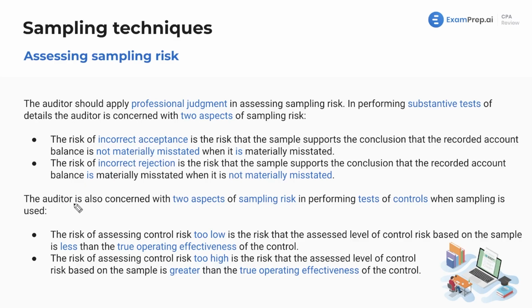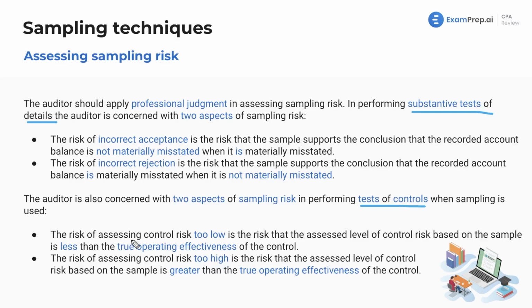Next, the auditor is also concerned with two aspects of sampling risk in performing tests of controls. We see here, this is test of controls. Here we're talking about substantive test of details. Sampling is used. Well, what about the risk of assessing control risk too low? The risk of assessing control risk too low is the risk that the assessed level of control risk based on the sample is less than the true operating effectiveness.